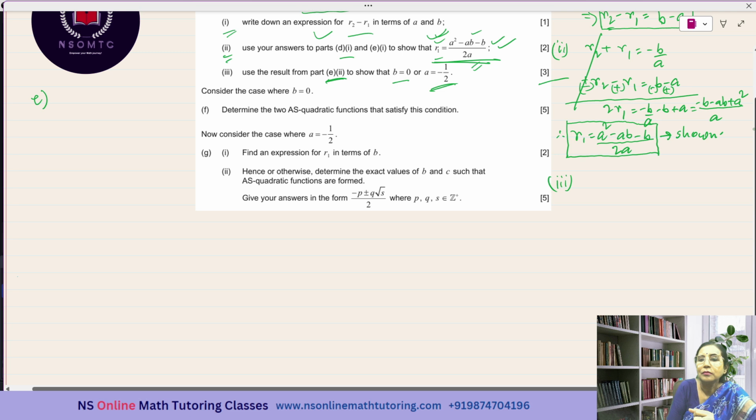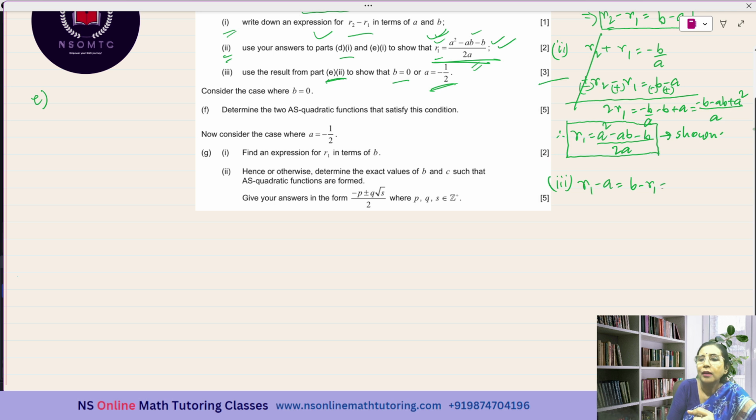So, R1 minus A is equal to B minus R1. Okay. So, 2R1 is equal to A plus B, or R1 is equal to (A plus B) over 2. And we have this expression of R1, so I'll be equating these two. So I can write, therefore, (A squared minus AB minus B) over 2A is equal to (A plus B) over 2.